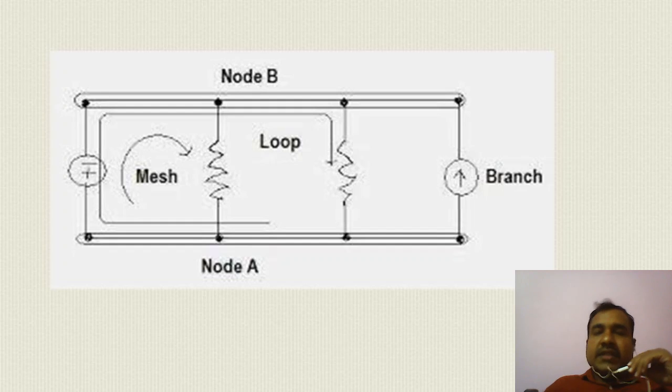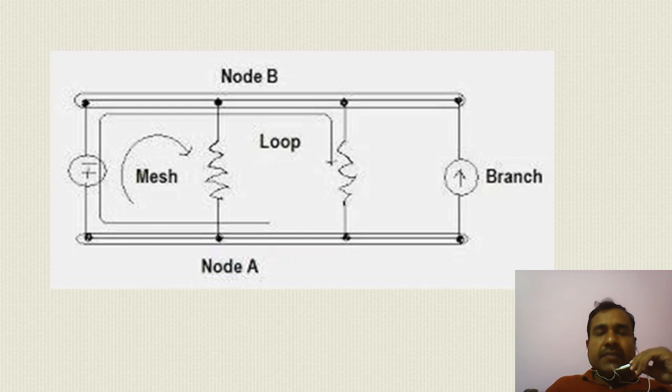Now here in this picture you can see all the terminologies. I have four branches here. I have four network elements connected in parallel. You can see in the diagram there is a current source, a voltage source, and two resistors. All of them have been connected in parallel.